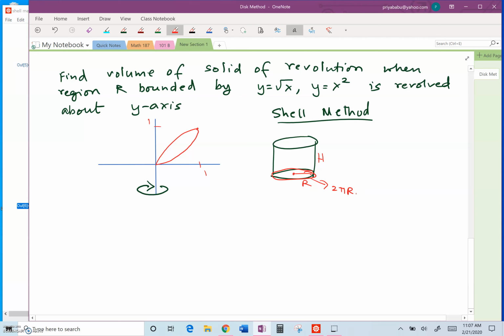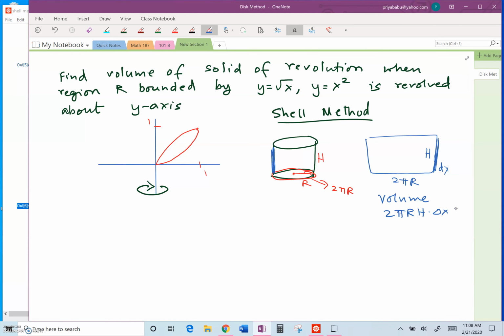2 pi r. If I cut open the shell and open it up, it actually becomes a rectangle, and this becomes 2 pi r, and this is the height. Of course, this is a 3D object, and there is this very thin thickness or width of the rectangle, which is going to be dx or delta x. So the volume here would be 2 pi r h times delta x or dx, or sometimes dy. Okay, we're going to see a demo and come back to this problem.